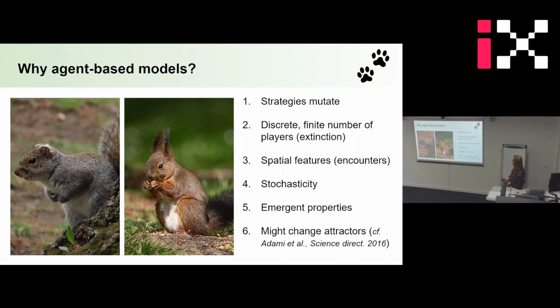And actually, all of these different things might change the attractor of the game. So I said before that a lot of animals play rock, paper, scissors, but rock, paper, scissors as it is is not an evolutionarily stable state. So you can end up with the situation where if you just solve the differential equations, it doesn't look like there's an attractor, but then if you make an agent-based model, there is one, or the other way around.